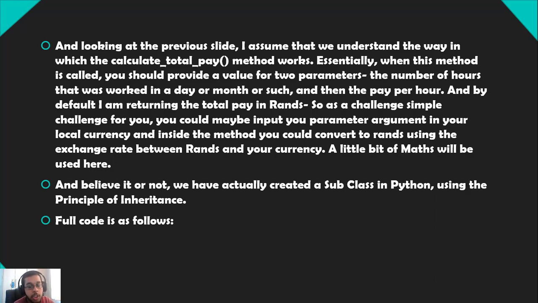So as a simple challenge for you, you could maybe input your parameter argument in your local currency, and inside the method, you could convert to rands using the exchange rate between rands and your currency. A little bit of maths will be used here. And believe it or not, we have actually created a subclass in Python using the principle of inheritance. Full code is as follows.